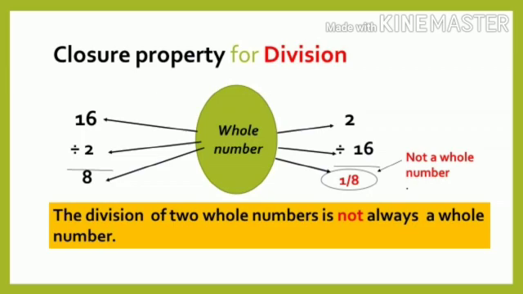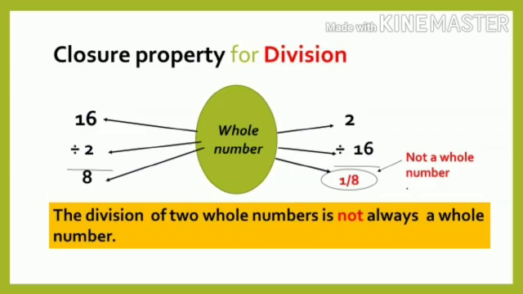After multiplication, the closure property for division. Here are two numbers, 16 and 2. 16 and 2 both are whole numbers. When we divide 16 by 2, the result is 8, and 8 is a whole number. But when we divide 2 by 16, the result will be 1 by 8, and 1 by 8 is not a whole number. So the division of two whole numbers is not always a whole number.